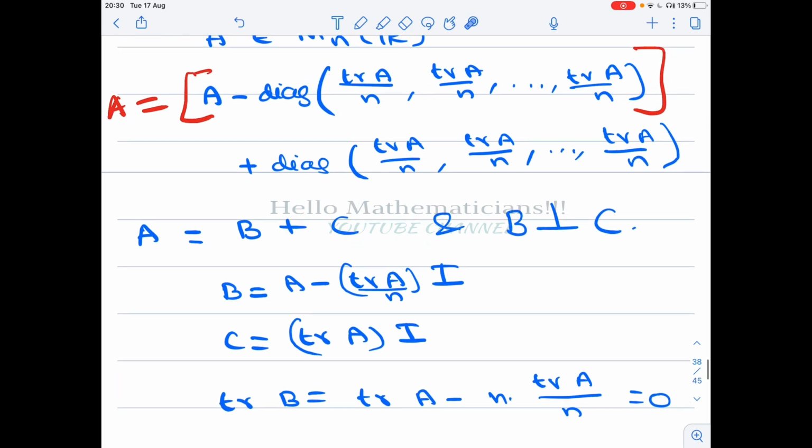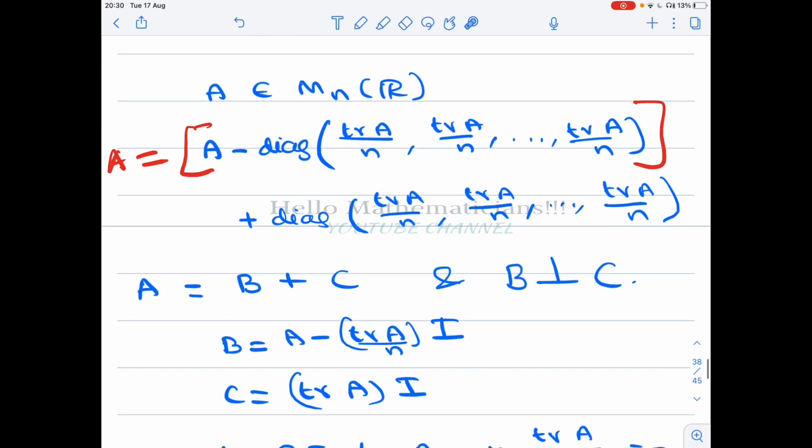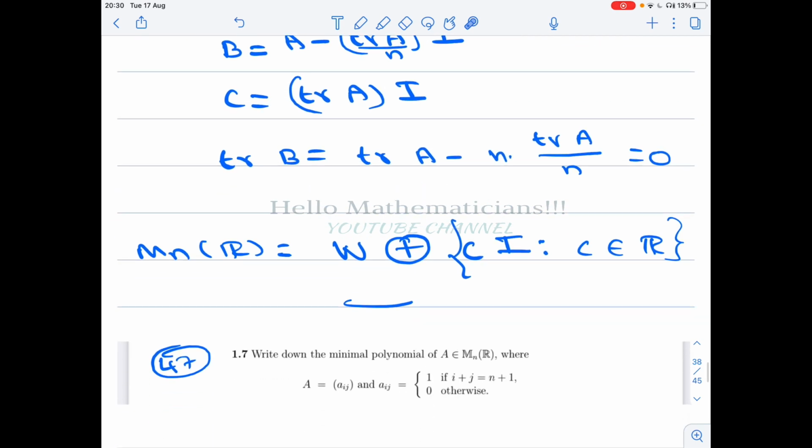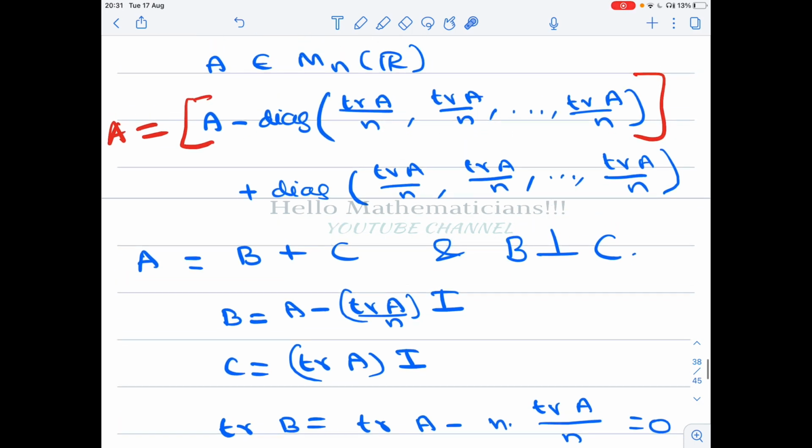Therefore, what we are getting is, if you take an arbitrary matrix in A, you can write it as a trace 0 matrix plus a scalar matrix, and these two are orthogonal to each other. Therefore we conclude that M_n(R) is W direct sum scalar matrices, and this should be the W perp. I mean, sorry, this should be the W perp because in this decomposition, this matrix is orthogonal to this matrix.